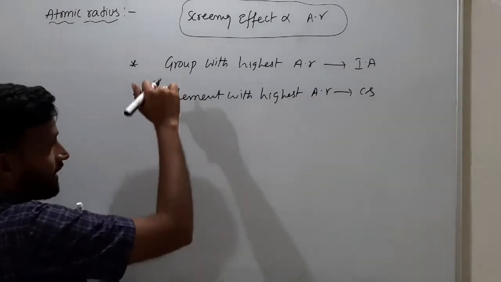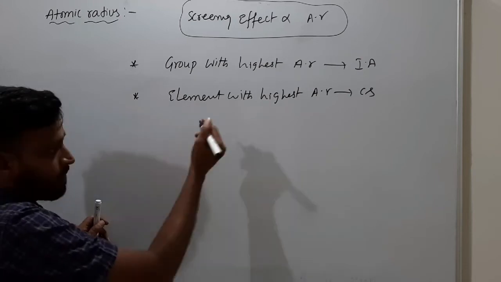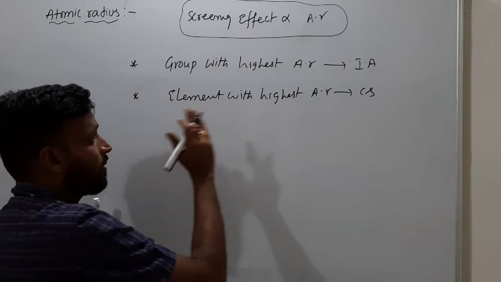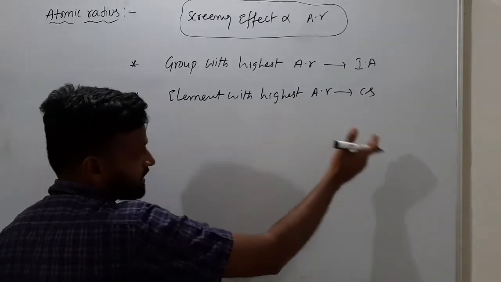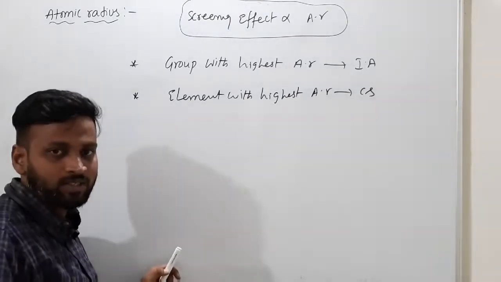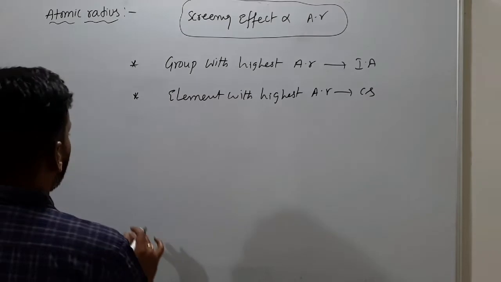The least is hydrogen. Hydrogen has the smallest radius because only 1s is present. But helium also has only 1s. Comparatively, hydrogen is a gas and helium is a gas, but helium is an inert gas, a noble gas. So helium has somewhat more size. Okay, so like that you have to remember.